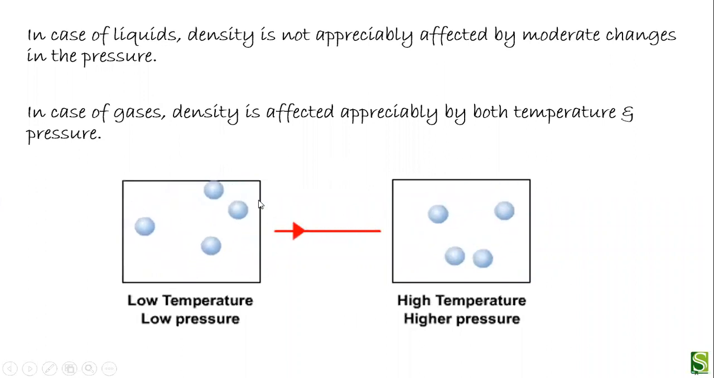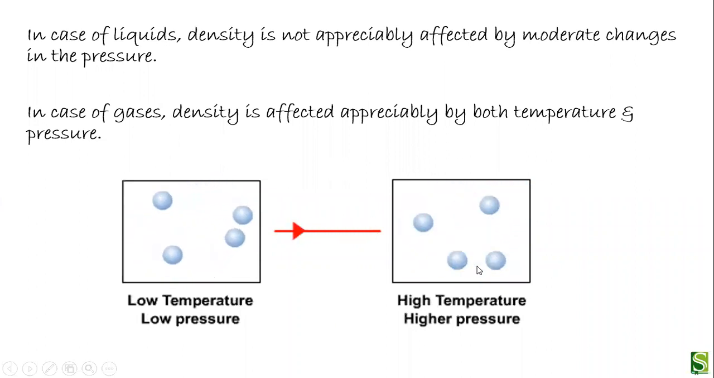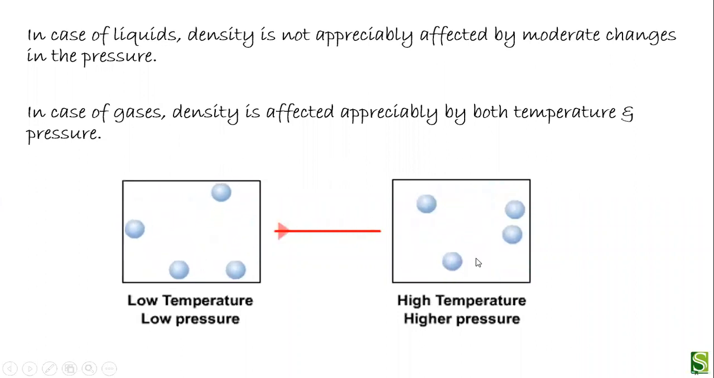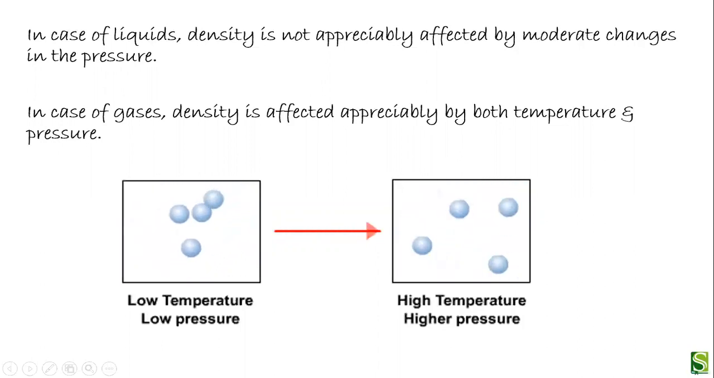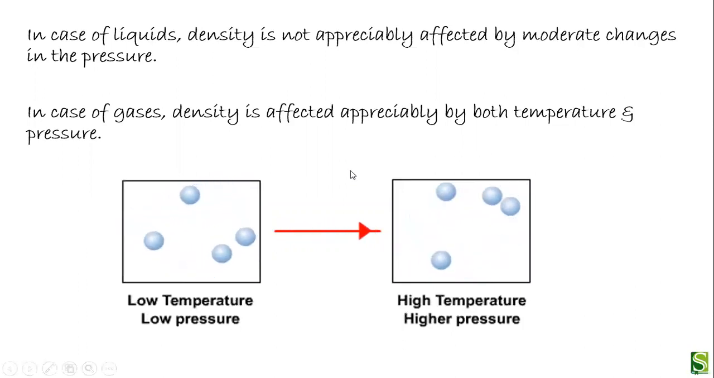Now if you heat or increase the temperature of this gas and increase the pressure, then what happens? These molecules get a high amount of energy, and they have the capacity to occupy a large volume. Now in this case the volume is increasing and hence the density will decrease. So if you increase the temperature or pressure of a gas, then its density is going to decrease. This type of change is observed in case of gases.